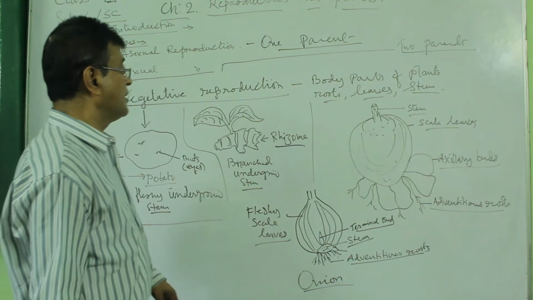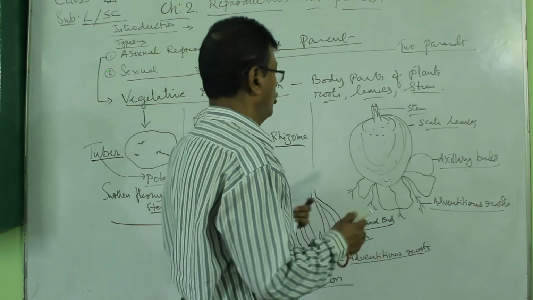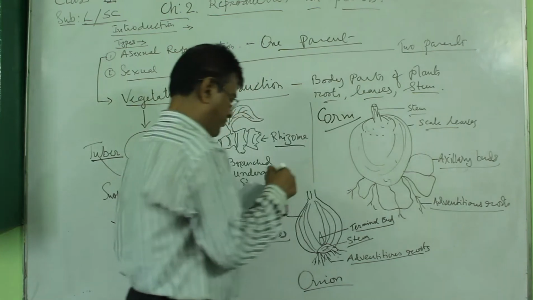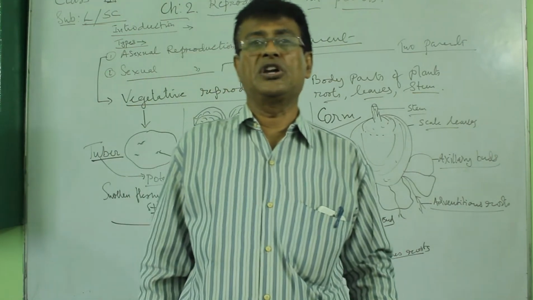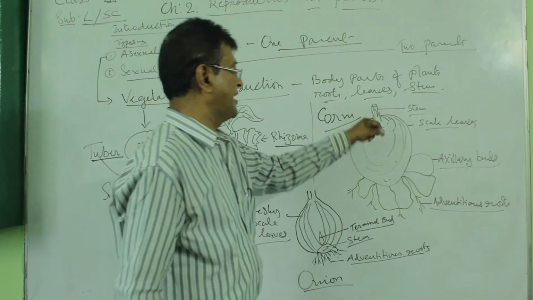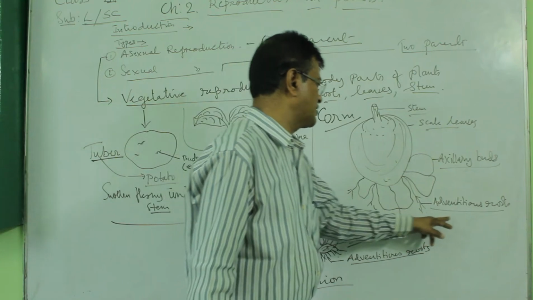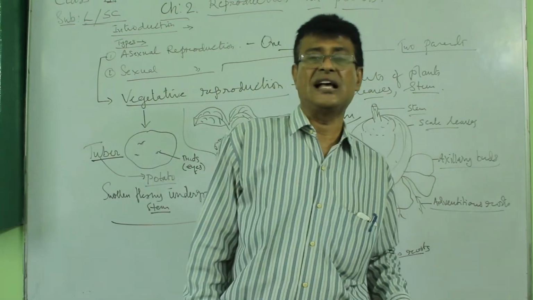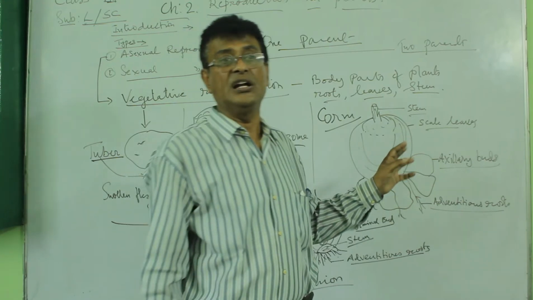Well, the next one is also an underground stem, and it is known as corm. What is known as corm? C-O-R-M. Corm. It is also known as colocasia. Here the part is stem, and then scale leaves, and then you have axillary buds there, and adventitious roots are also there. So this is corm, which we eat as a vegetable. In Bengali it is called ol.